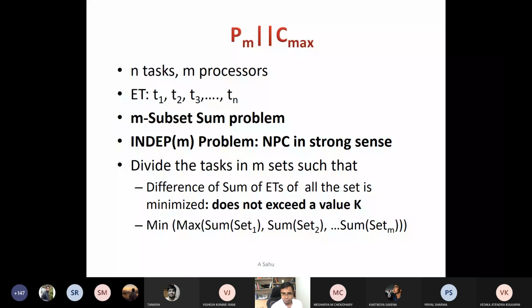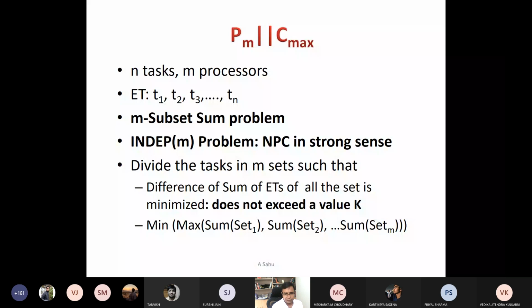What is this? Can someone see? So P m, C max. Sir, m number of identical processors. Yeah, and we want to minimize the overall completion time.